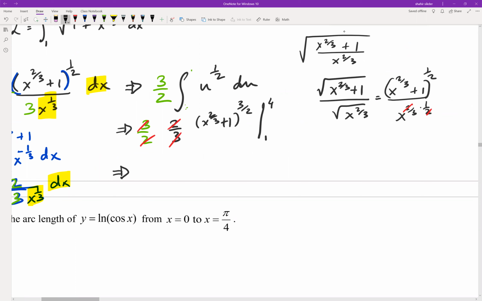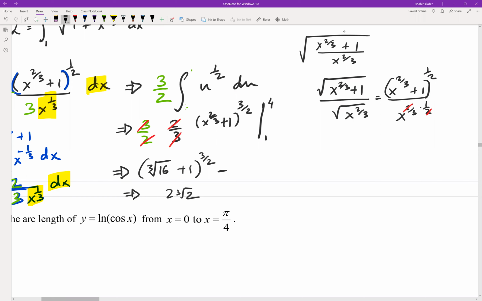So if we plug in our 4, I would have 4 raised to the 2/3. You can use a calculator, or you can just do it by hand: 4 squared is 16, so this would be the cube root of 16, or you can break it down further, which is 2 cube root of 2, plus 1 raised to the 3/2 minus your lower bound.